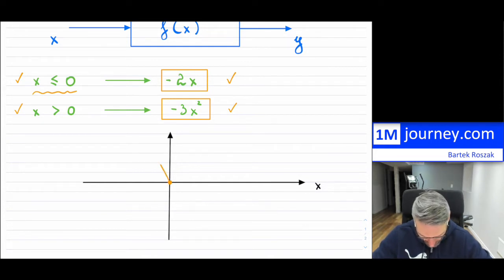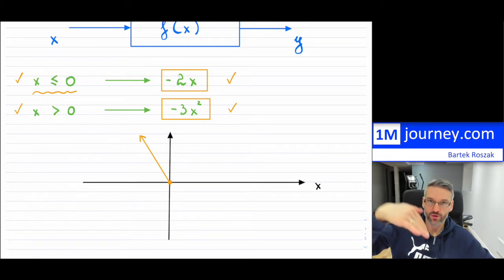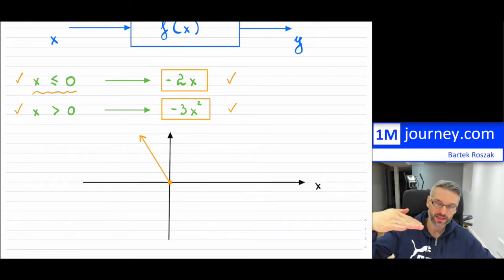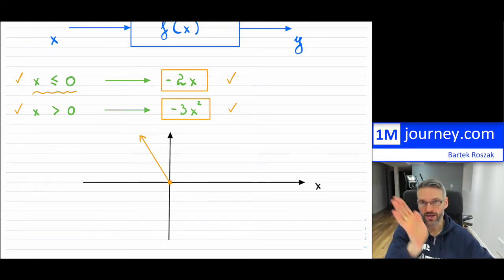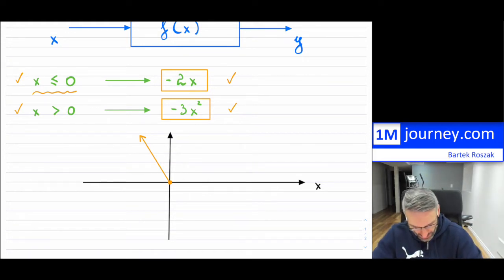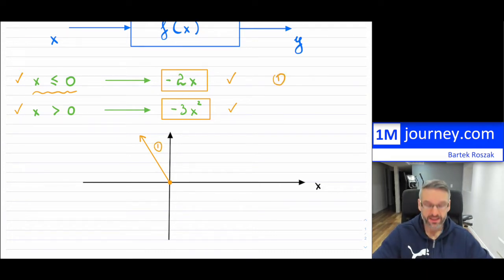Now I know that this is going to continue on with a slope of negative 2. So it's going off in this direction. If I'm coming in here, it's coming down. If I'm going up in the negative, it's going there. So that's my piece number 1, and I'll label it. Now, piece number 2 is going to be here, and that happens when my inputs are greater than 0.